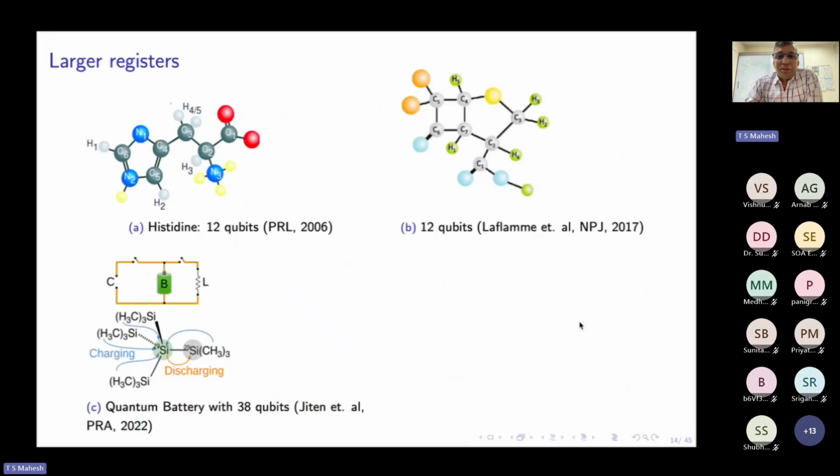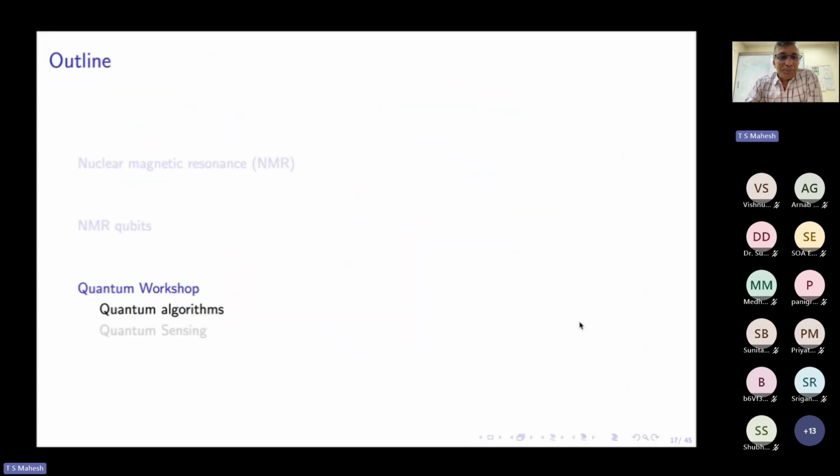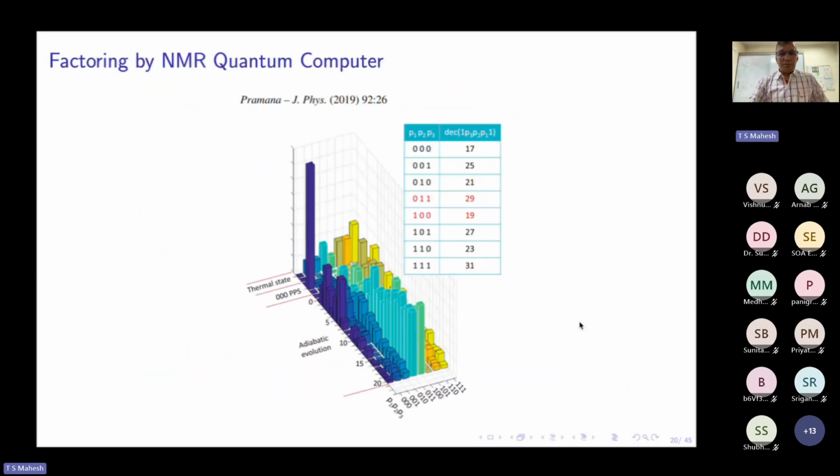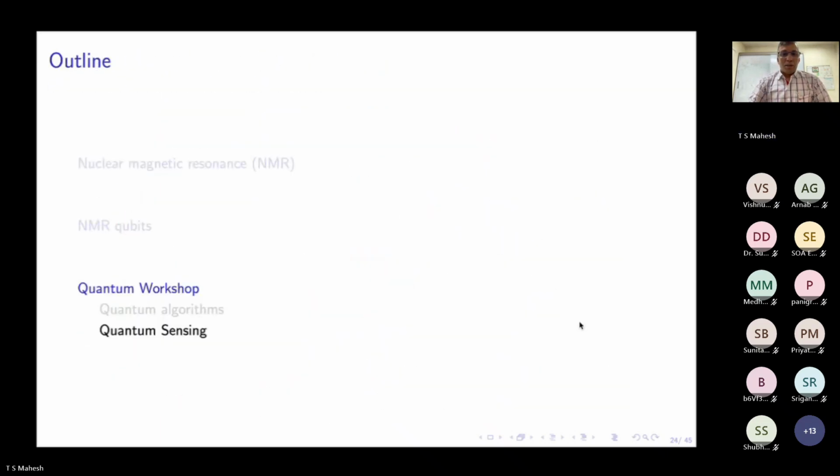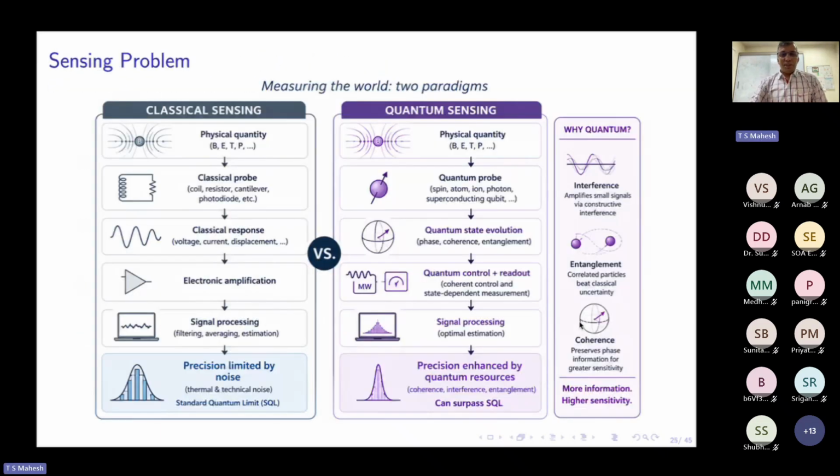All right, so let's continue. Let me just give this in the next 15 minutes or so. So let us discuss this problem of sensing. As you know, this is a very important problem. In fact, the National Quantum Mission has dedicated an entire theme to quantum sensing.